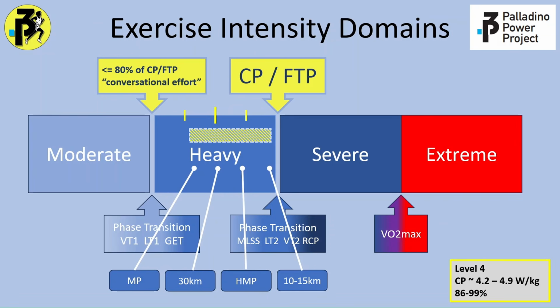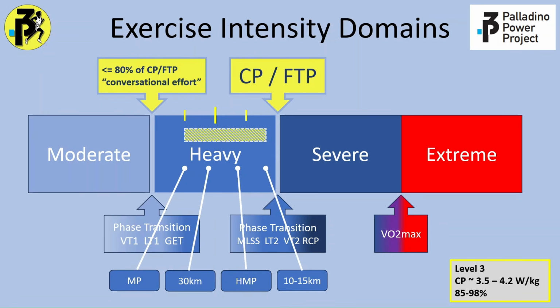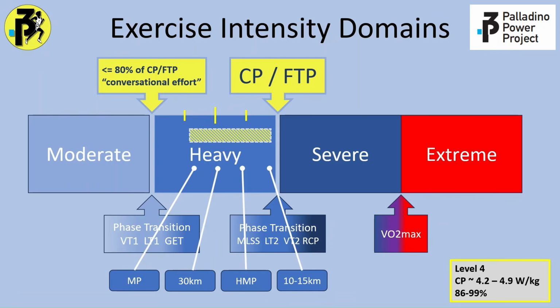If we go to level 4, you can see how we went from level 3 to level 4. It slides to the right a little bit, because their marathons are faster, so their marathon power is a higher percentage of critical power and FTP. So the bottom end slides up, and so does their running, say, 10K to 15K. They're running faster because of power duration. The faster means it's at a higher percentage of critical power and FTP.